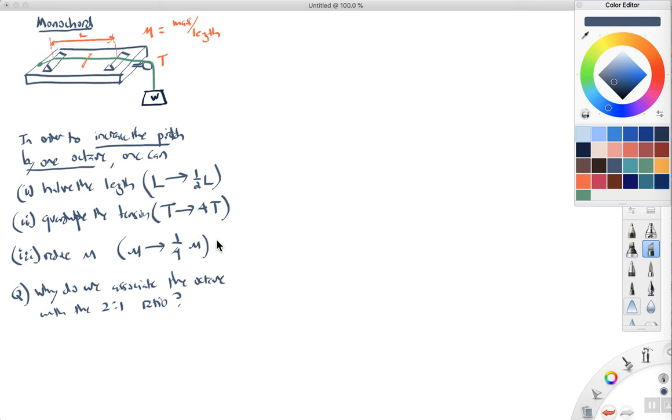But why don't we associate the octave with a 1-to-4 or 4-to-1, since you have to quadruple the tension? Or 1-to-4 or 4-to-1 because you have to take 1/4 the mass per unit length to change it by an octave. Okay, so that's the question that's being raised here. So why not a 4-to-1 ratio? Why not associate 4 with an octave? This is right around page 62 that the guys are discussing this. Okay. Now, how do we answer this question? How does Salviati address this question?